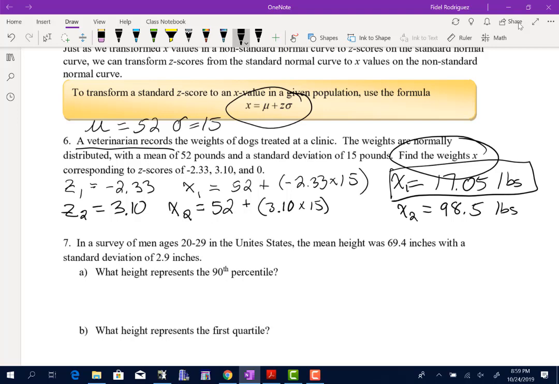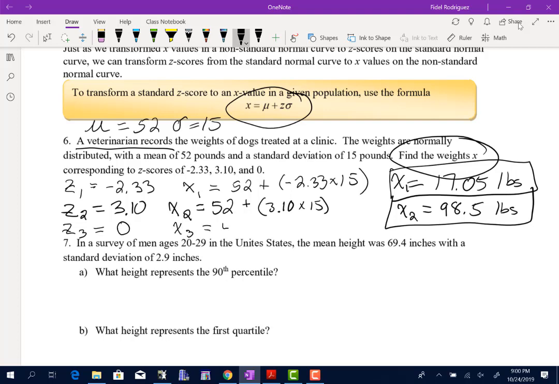Guys, wouldn't we say that dog has a greater weight than the average? Because the average is only 52. This dog weighs almost how much? Almost twice the amount, right? Okay. All right. So now let's do the third one. What's the third one? The z-value is what number? 0. Okay.